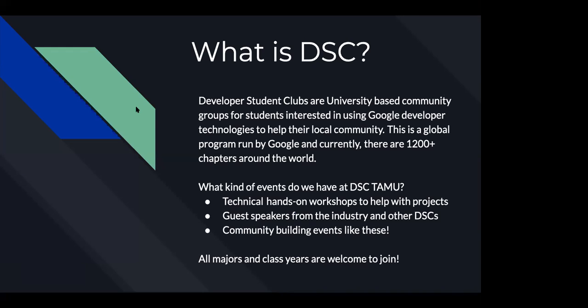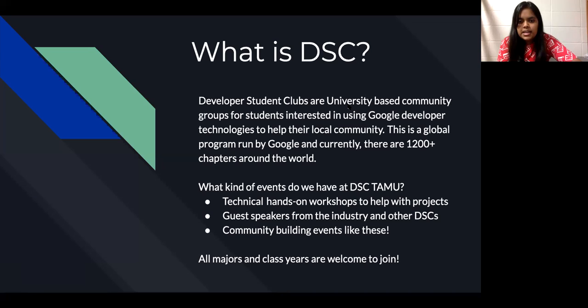Our main focus at A&M is to make projects which will help our local community, which in our case is the Bryan College Station community. And all the different events that we do are kind of centered around that bigger picture goal. So what kind of events do we have?